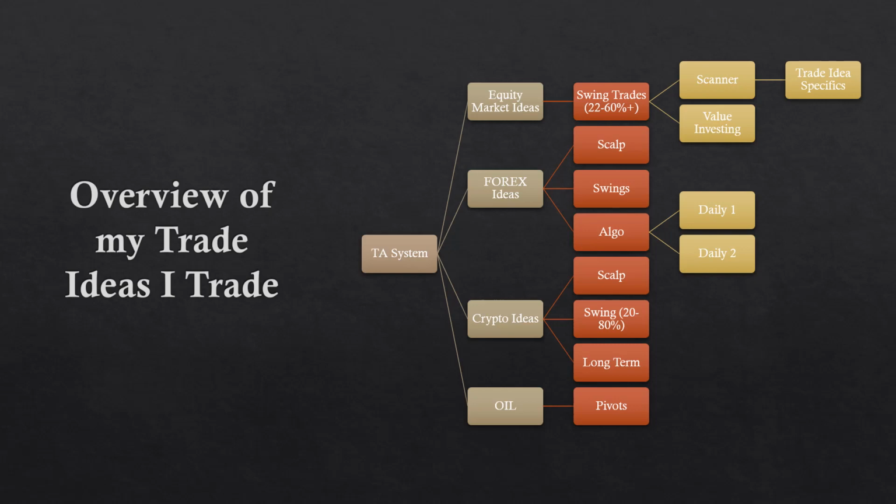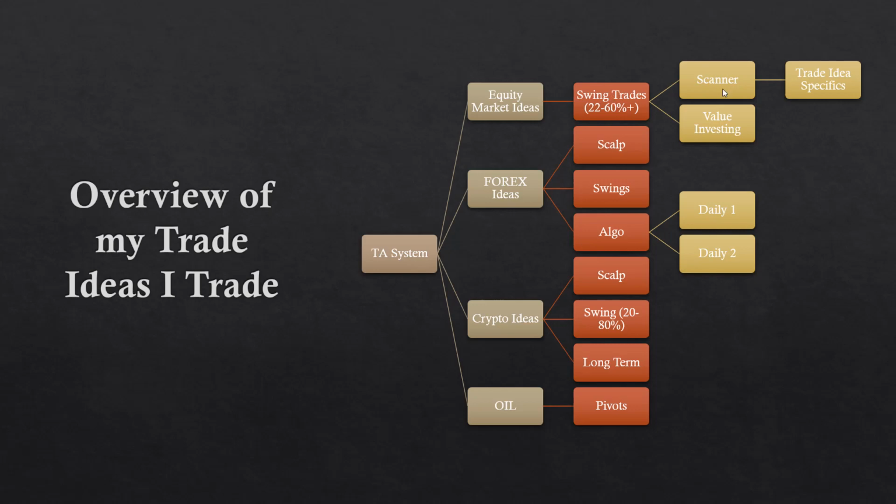So let's jump in here. I'll do a quick overview just so that it'll provide some context, and then we'll jump into charts and we'll start talking about using this framework to develop your own process. So in the equity market, think stocks. I trade swing trades primarily. 22 to 60%. My average loss is 8% there. 60 plus percent because the way I enter. Maybe I'll talk about that here in this video.